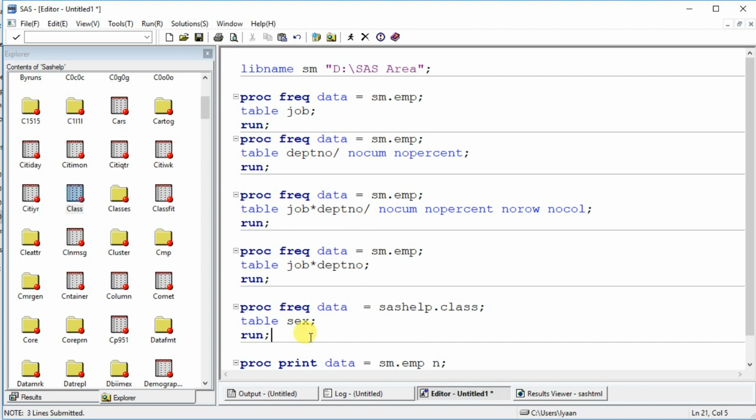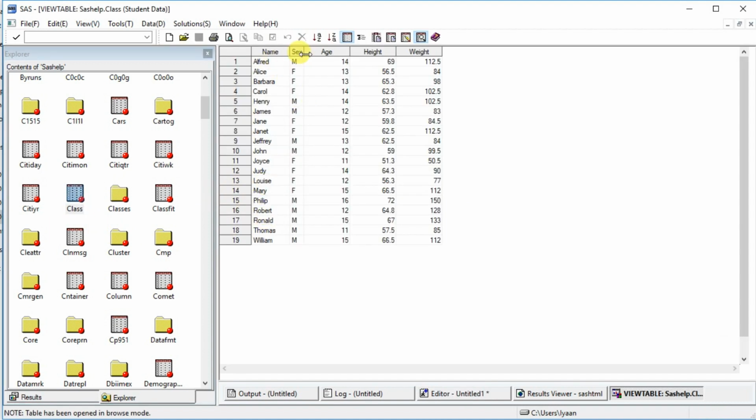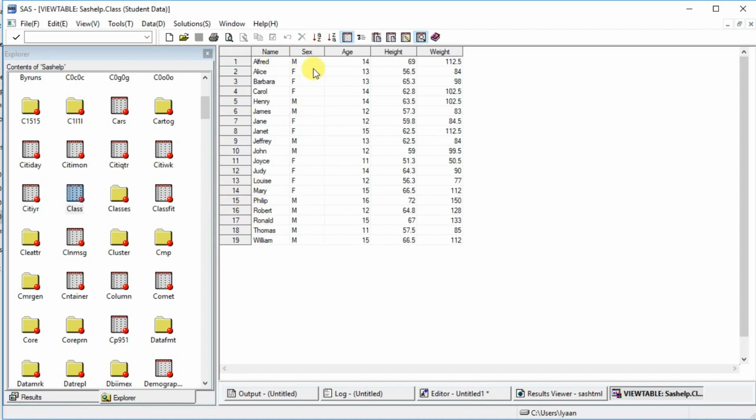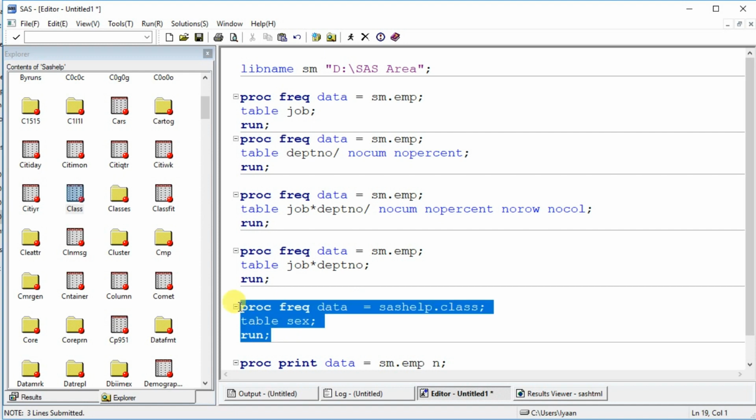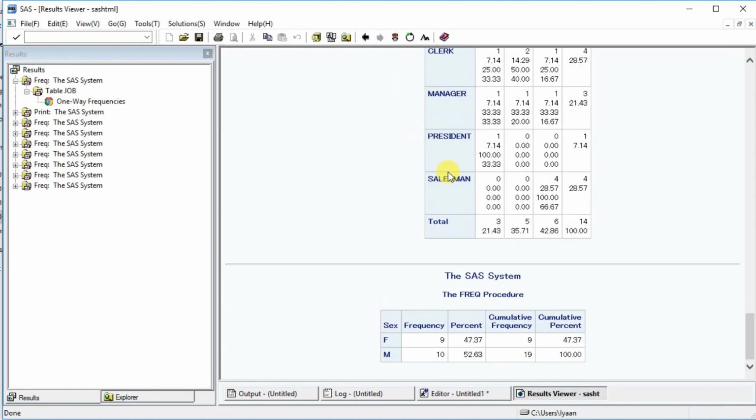Before running this you should know how the output is going to populate. Basically output will be in 2 sections only. We have 2 types of sex, male and female, M and F. So we are going to get output based on M and F. Now run this. Now see this. You have in total 19 people under this data set, and out of this 9 are female and 10 are males, right? So the data was very small.